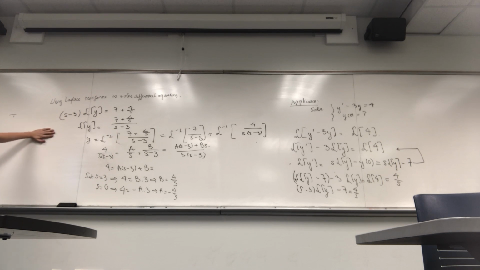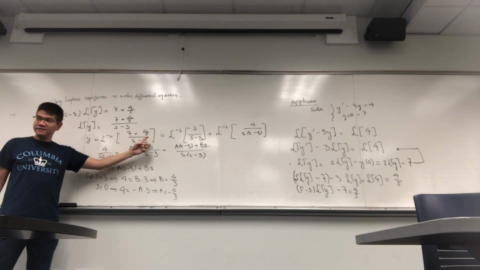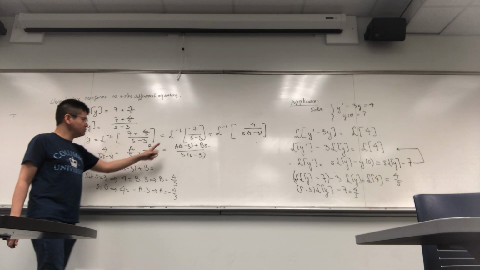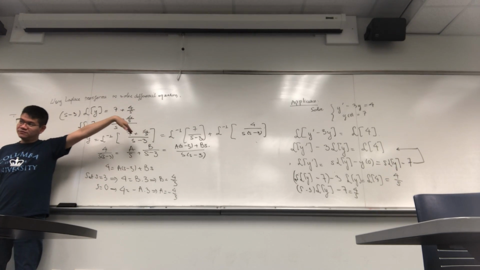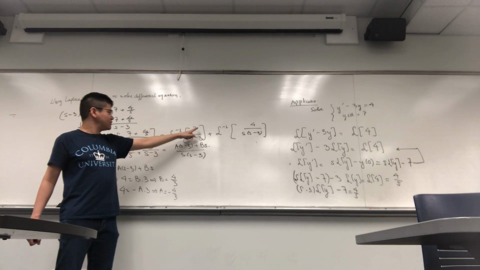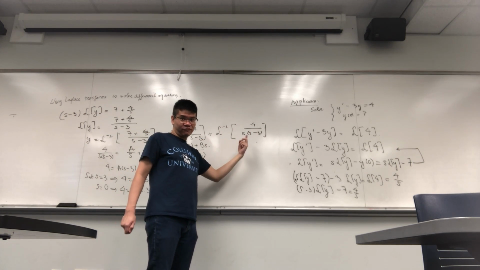I explain again. Now what I have to do is to find the inverse Laplace transform of 7 over s minus 3 plus 4 over s minus 3. Right? So here I can split it. I have the inverse Laplace transform of 7 over s minus 3, and the other one is the inverse Laplace transform of 4 over s minus 3.